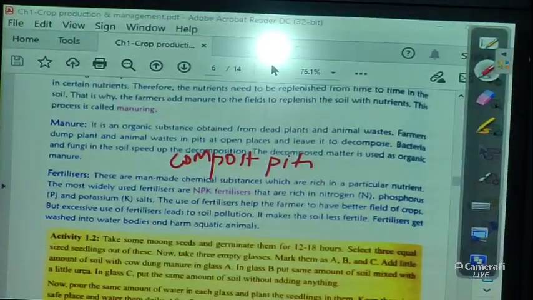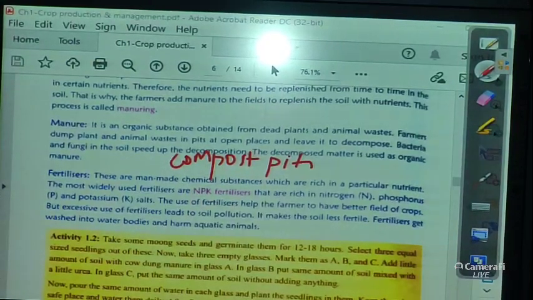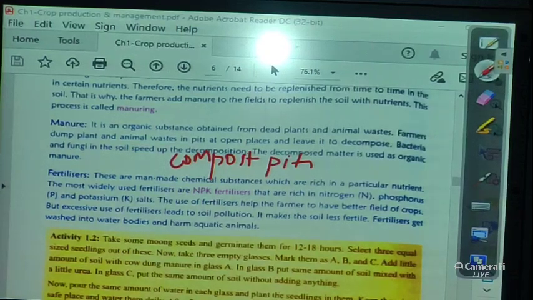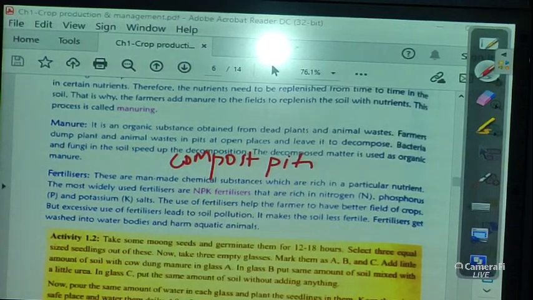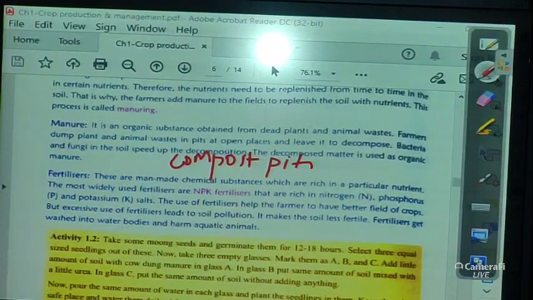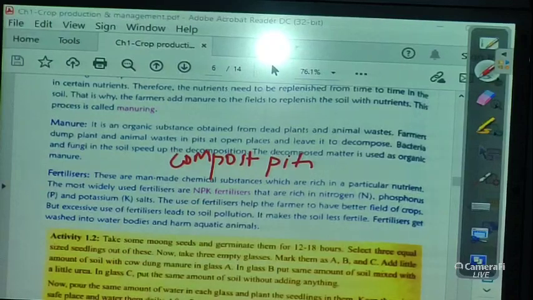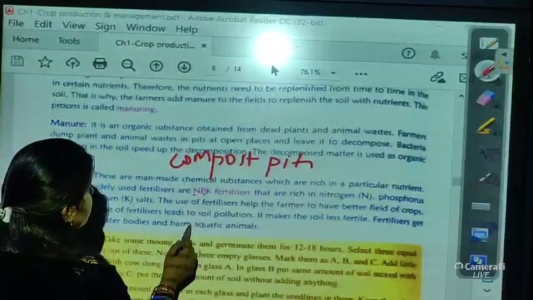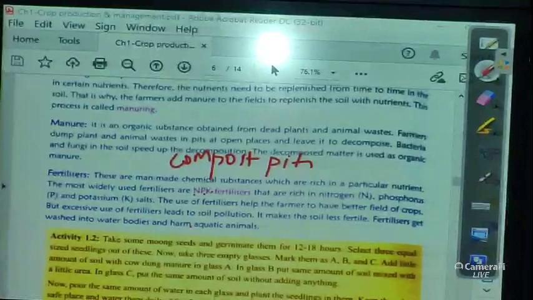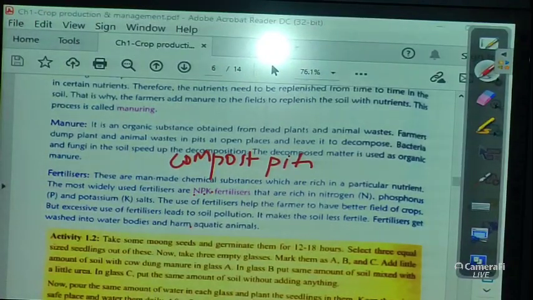Okay, so now what is fertilizer? Fertilizers are man-made chemical substances which are rich in particular nutrients. For example, the most widely used fertilizers are NPK fertilizers. They are rich in N for nitrogen, P for phosphorus, and K for potassium salt. So NPK means nitrogen, phosphorus and potassium. The use of fertilizers helps the farmer to have better field crops.